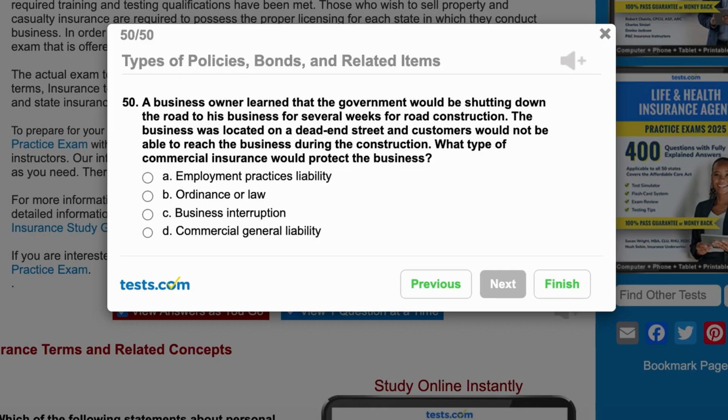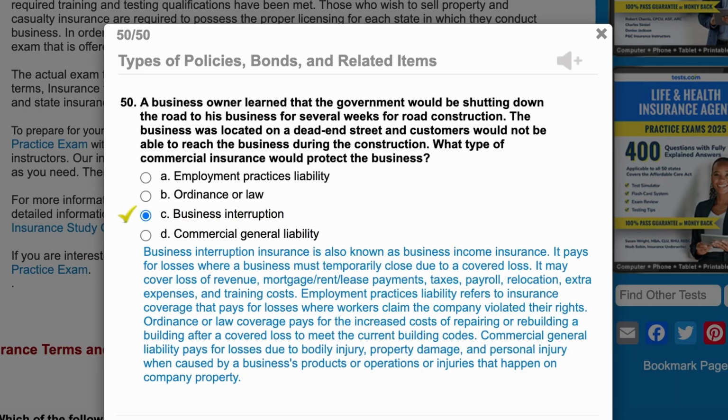Question 50. A business owner learned that the government would be shutting down the road to his business for several weeks for road construction. The business was located on a dead-end street, and customers would not be able to reach the business during the construction. What type of commercial insurance would protect the business? A. Employment practices liability. B. Ordinance or law. C. Business interruption. D. Commercial general liability. C. Business interruption.